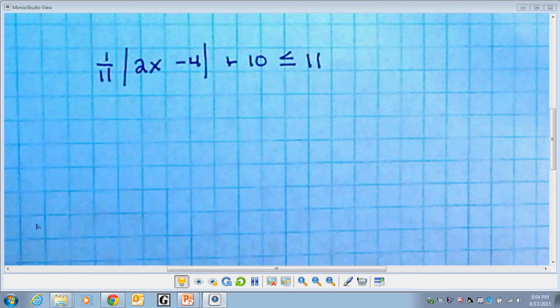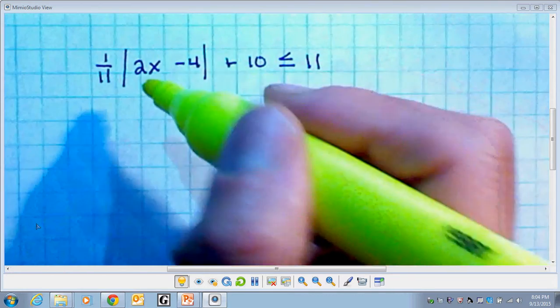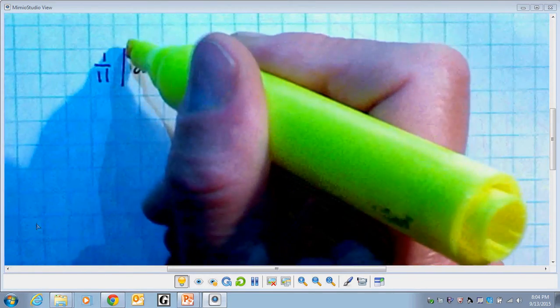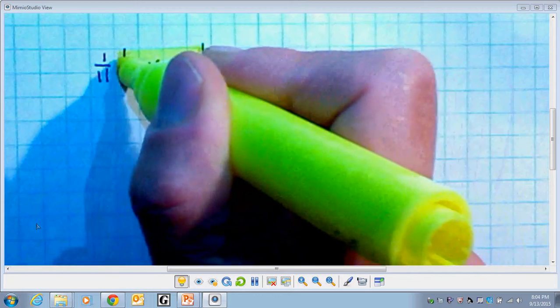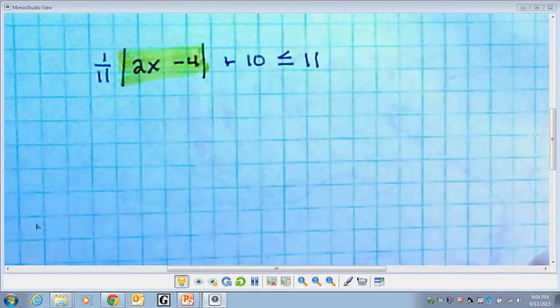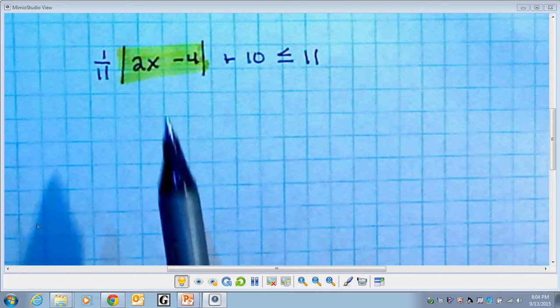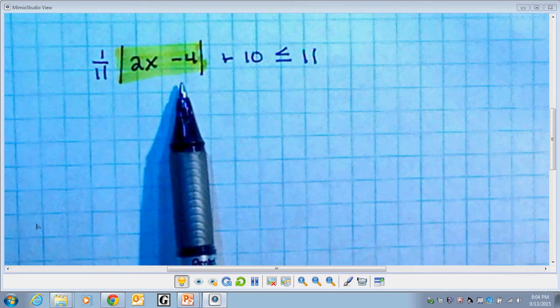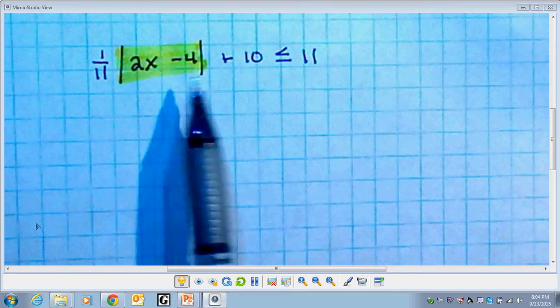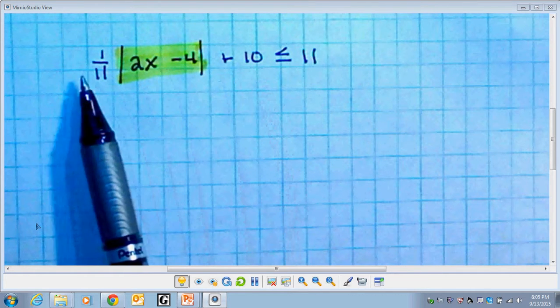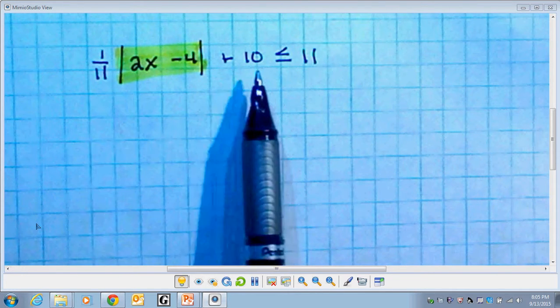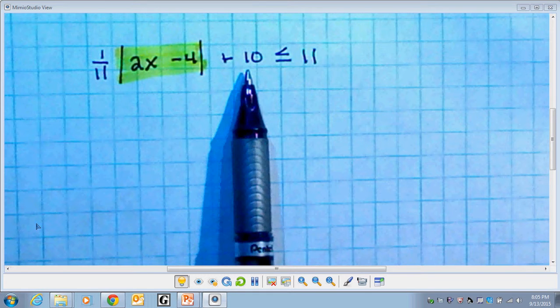Here's an inequality with an absolute value. It's an absolute value function. So the first thing I'm going to do is look at my absolute value. Before I can solve this algebraically, I have to make sure that the absolute value is all by itself on one side of the inequality. I see that it's not. It has a number being multiplied to it and a number being added to it.